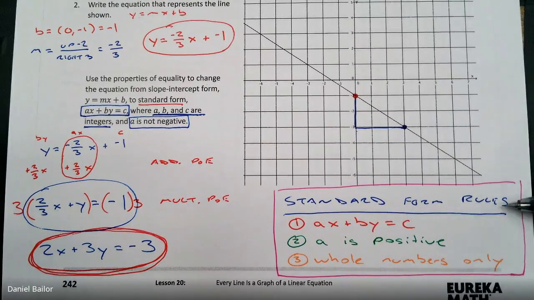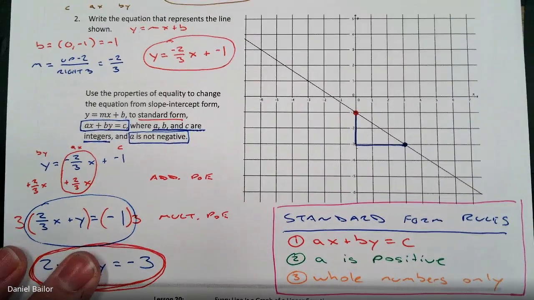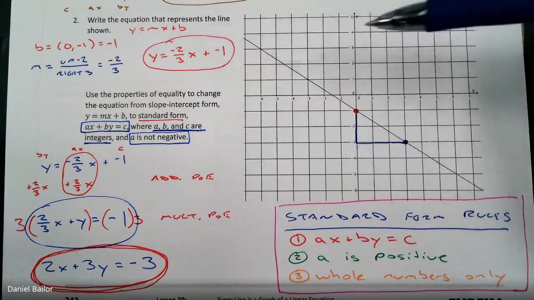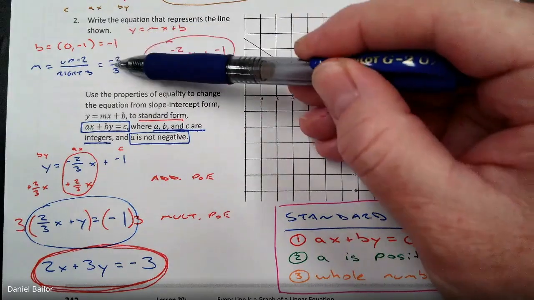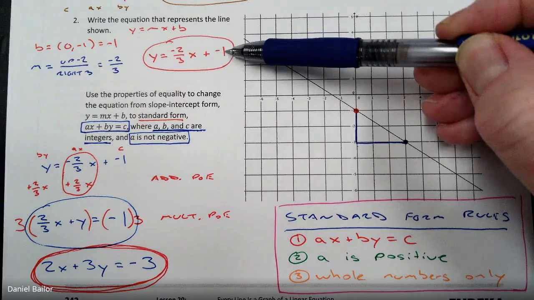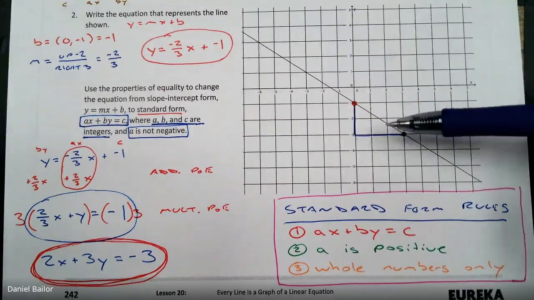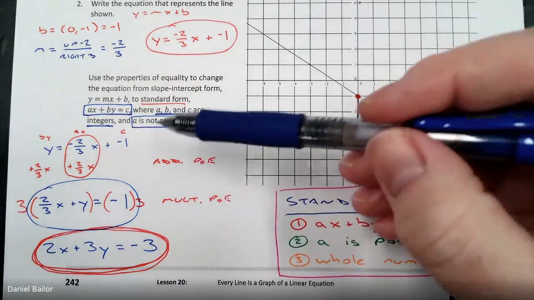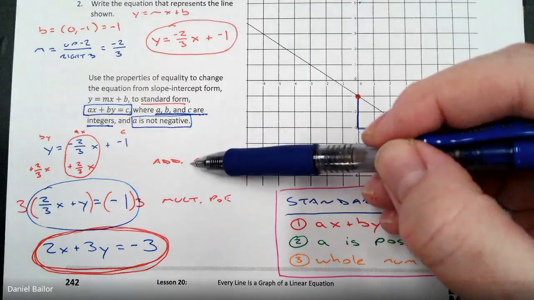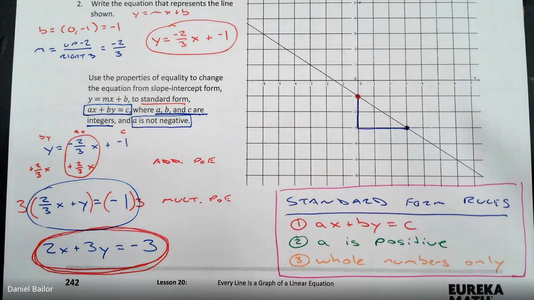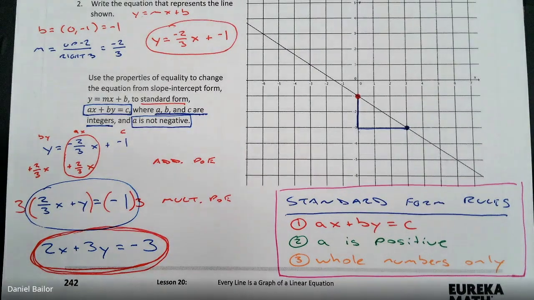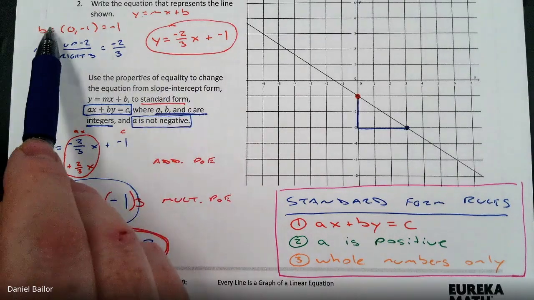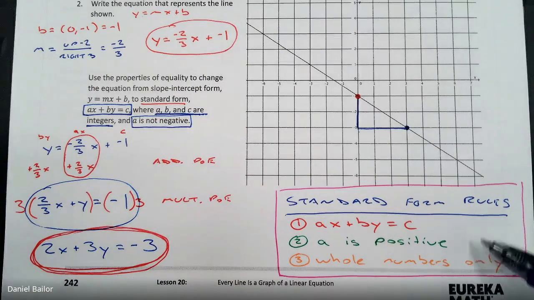So, standard form rules. Let's recap everything. First step, look at the line and find the intercept, find the slope to write slope-intercept. Slope-intercept form, easy to find. You just have to look. Then to go from slope-intercept and make standard form, you use your properties. Use your properties to make standard form, and standard form follows these three rules. So three steps to make slope-intercept: find intercept, find slope, substitute. And then three rules for standard and use your properties to get there.